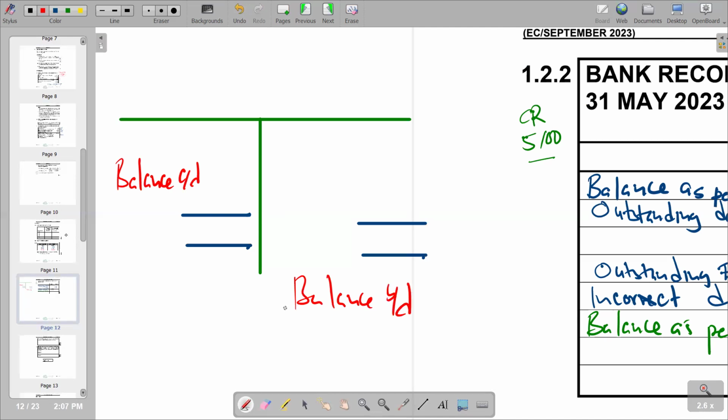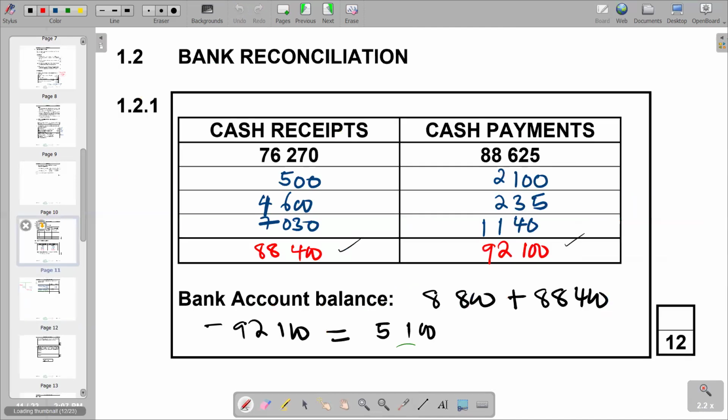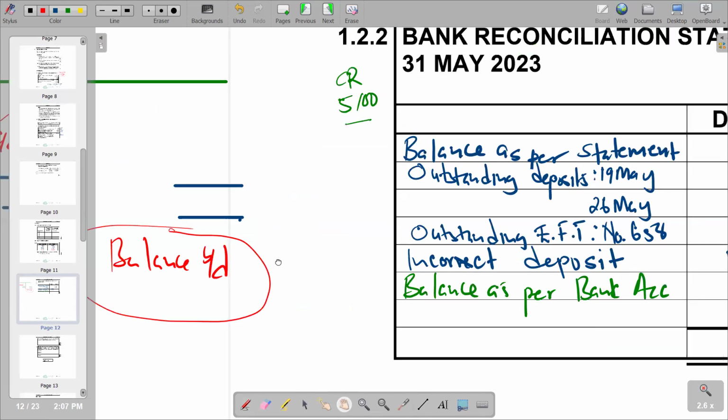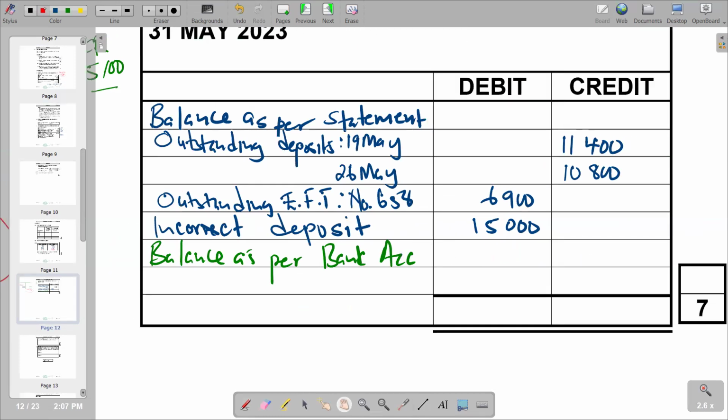So in this case, since we have discovered that our 5,100 should be a credit balance of the bank statement, it means the scenario that we have is that it is a credit balance like this, and the CD should be on the debit side. So when you are putting it now in the bank reconciliation statement, you put it as a CD. So it's going to go to the debit side. So in other words, the balance of the bank account is going to come here as 5,100.